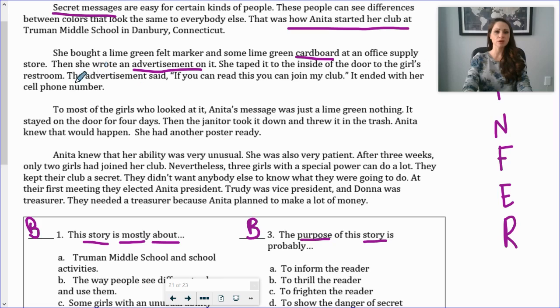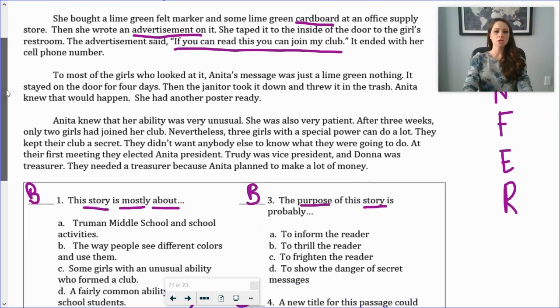The girls' bathroom. Okay, the advertisement said, if you can read this, you can join my club. It ended with her cell phone number. I'm going to go ahead and underline this. That might be important to answer a question. To most of the girls who looked at it, Anita's message was just a lime green nothing. It stayed on the door for 4 days. Then the janitor took it down and threw it in the trash.